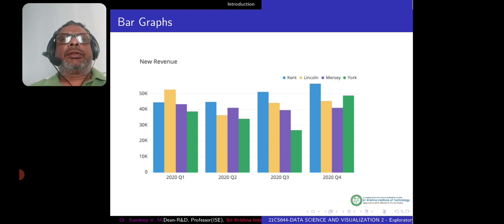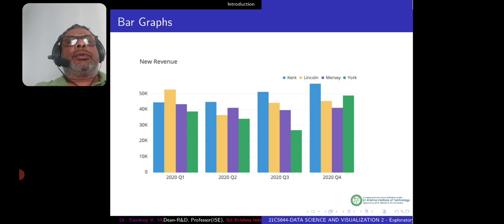Now the advantage of this type of graph is you can visualize, among the four types of data, that is Kent, Lincoln, Mersey, and York, which one is leading, which one is trailing, and all that. So in the first quarter, if you look at that, Lincoln is leading and York is trailing. Minimum is York, maximum is Lincoln. In the same way, other things we can talk about at different quarters.